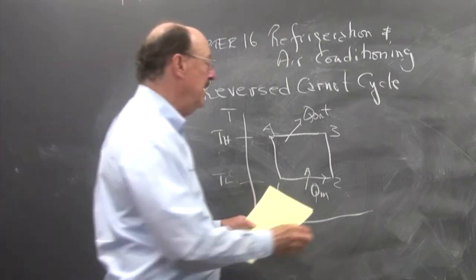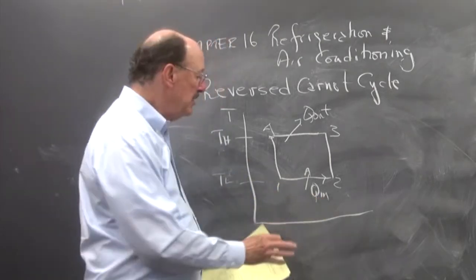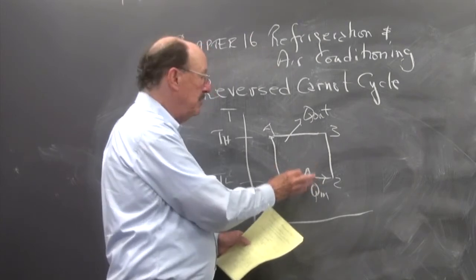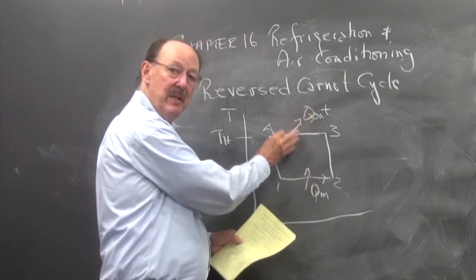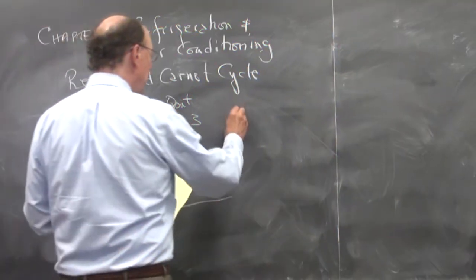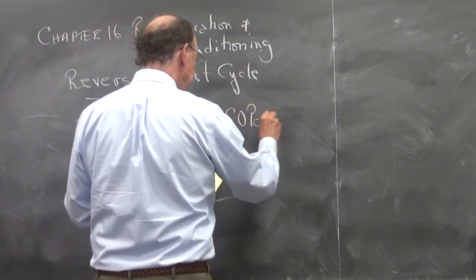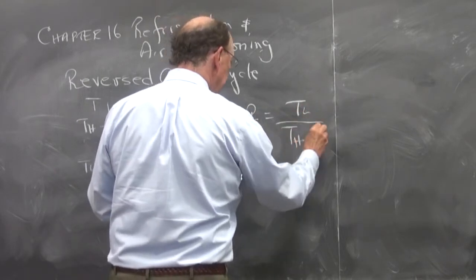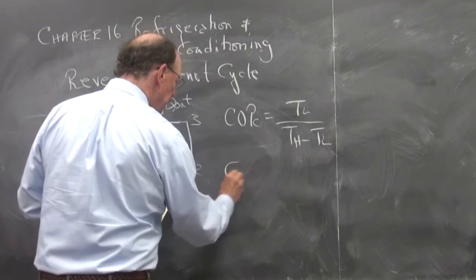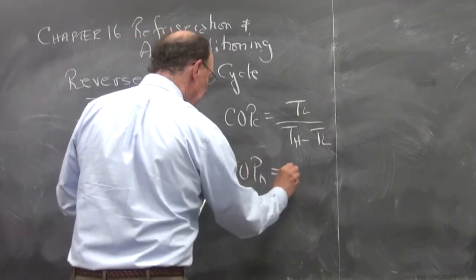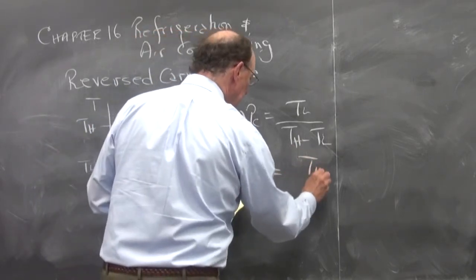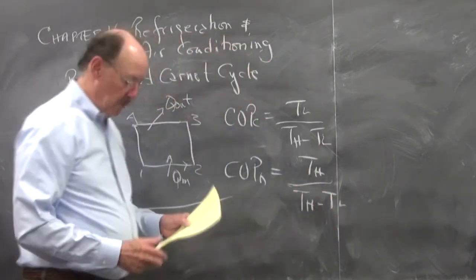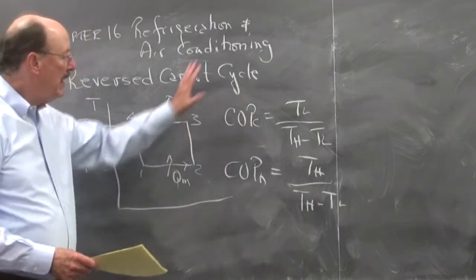And we had something called the coefficient of performance, and we had it for both heating and cooling. When the desired effect was cooling, we had the COP for cooling. When the desired effect was heating, we had the COP for heating. So the COP for cooling is TL over TH minus TL, and the COP for heating is TH over TH minus TL. So we had this as our model.